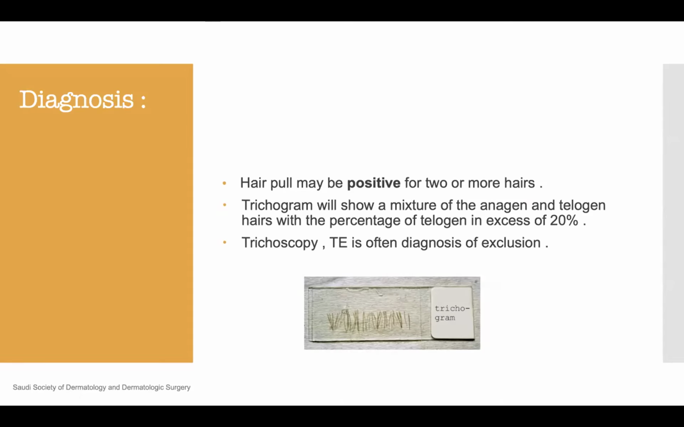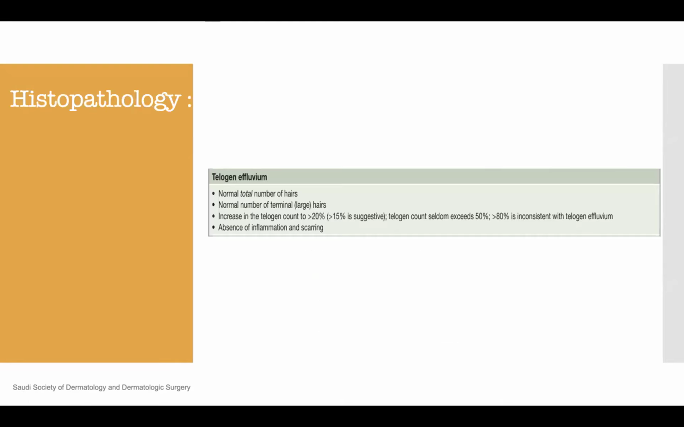Trichogram also might show a mixture of anagen and telogen hair. Trichoscopy is often diagnosed as exclusion. So, as I mentioned, it's a diagnosis of exclusion, or we can say it can be diagnosed based on history. So, no need for a scalp biopsy. But if it was done, we can see an increase in the telogen count up to 20% or 15%, which is basically suggestive. There is a normal total number of hair and a normal number of terminal hair.